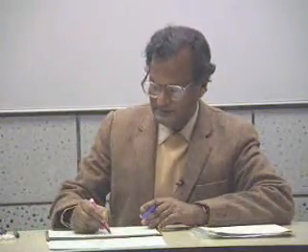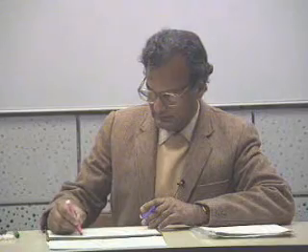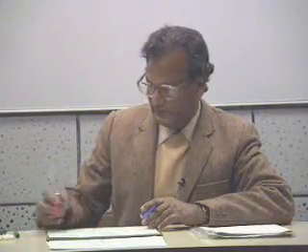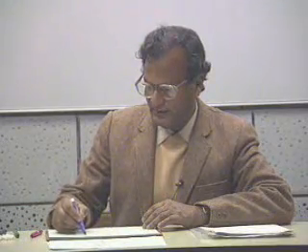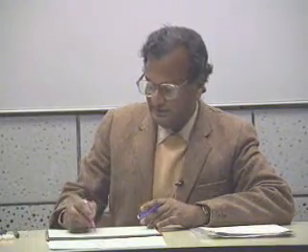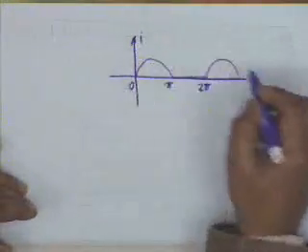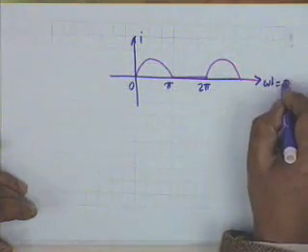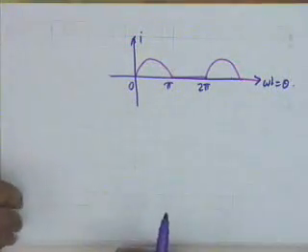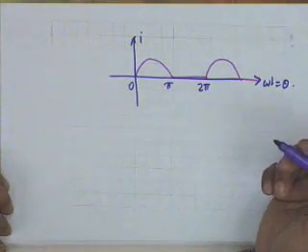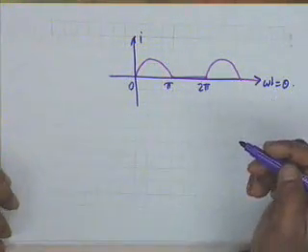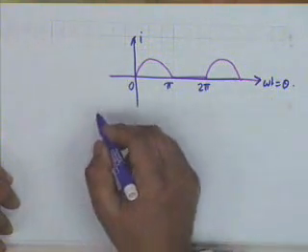Let me draw the waveform again. This is 0, pi, 2 pi. Our consideration can be limited to one period. This is I, and this is omega t equal to theta. Notice we are not working in terms of t, we are making omega t the new variable, because this helps us in doing the algebra and the integration and so on.